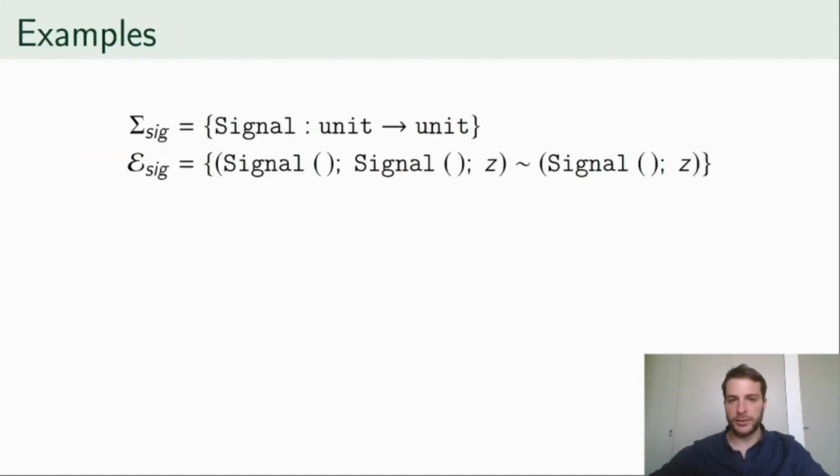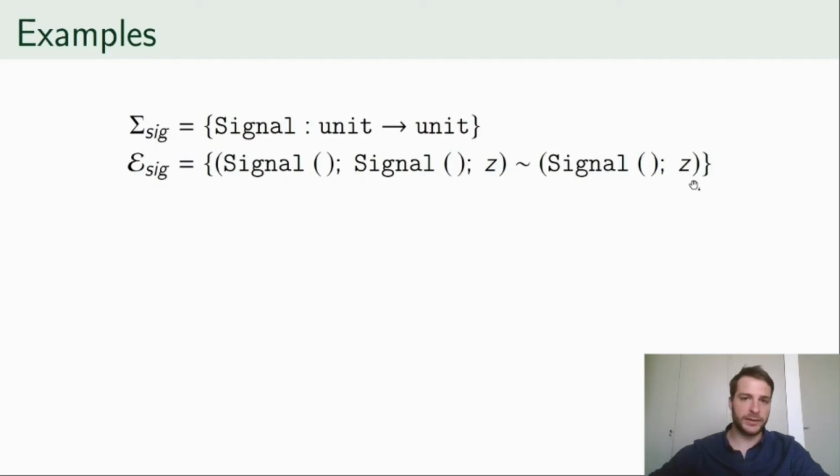Let's take a look at a small example. In this signature, we define an operation signal that accepts a unit and returns a unit. It really does nothing more than just signal to the handler that it was called. And in the effect theory, we can be a bit more expressive. The equation states that if we signal twice and then proceed with an arbitrary computation z, it's no different than if we signal only once and then continue with z.